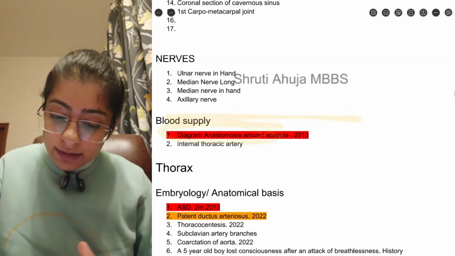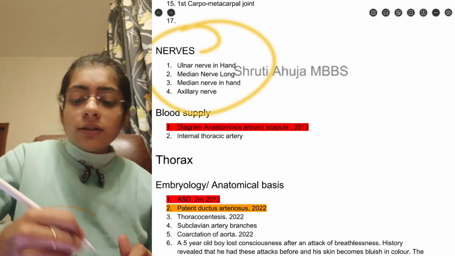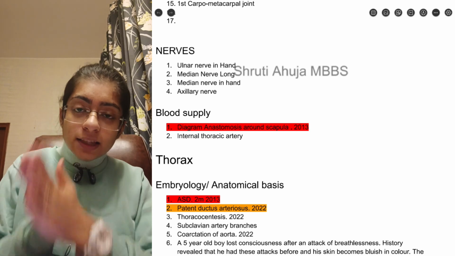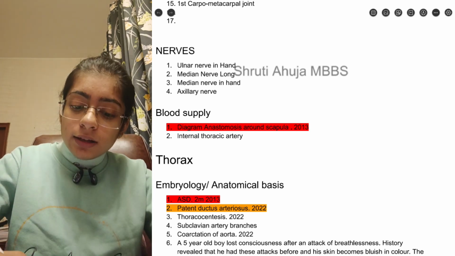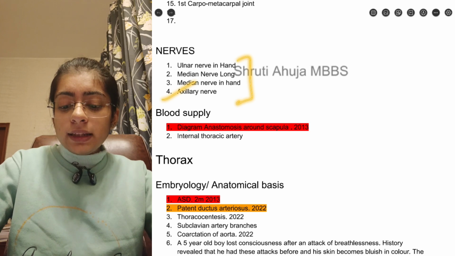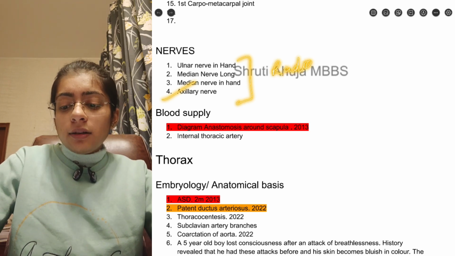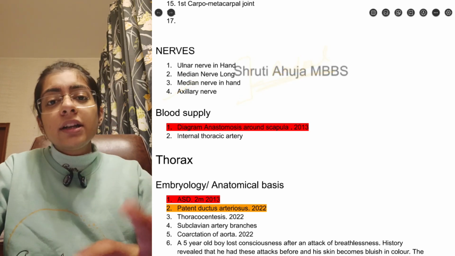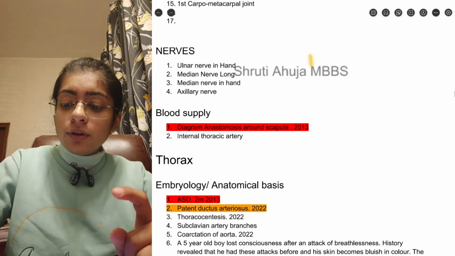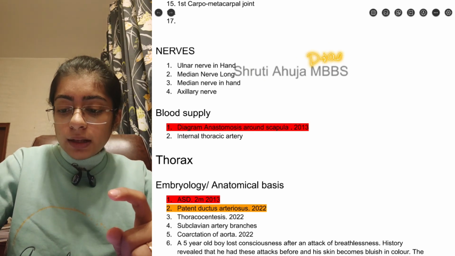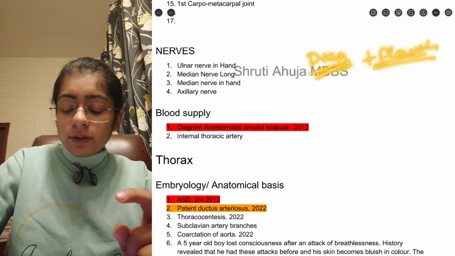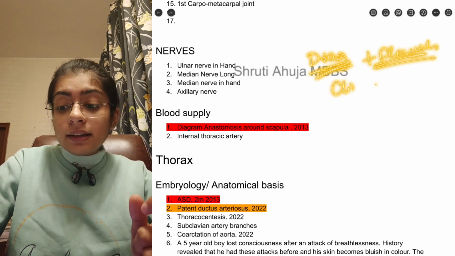Okay. Next is nerves. All the nerves from the whole body are very important, but especially from upper limb, the ulnar nerve, median nerve, axillary nerve, and the radial nerve also, all these nerves are very important. You can get a question, but how to attempt that? You need to draw a diagram with a flowchart, whichever is feasible for you, and you need to write the clinical importance.